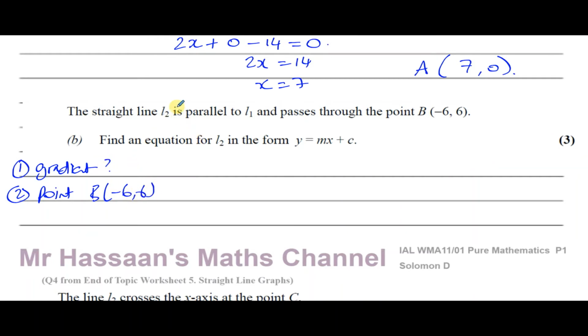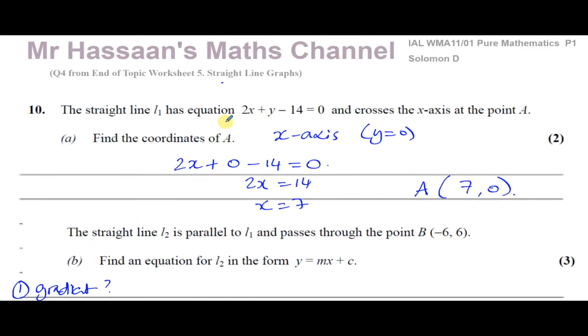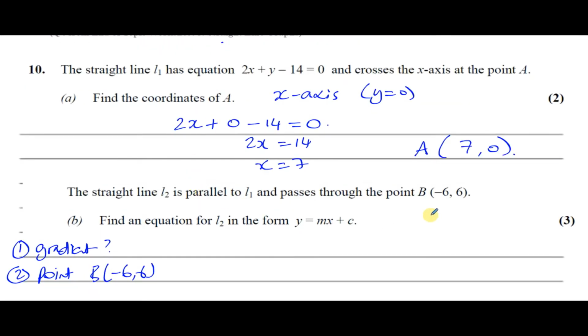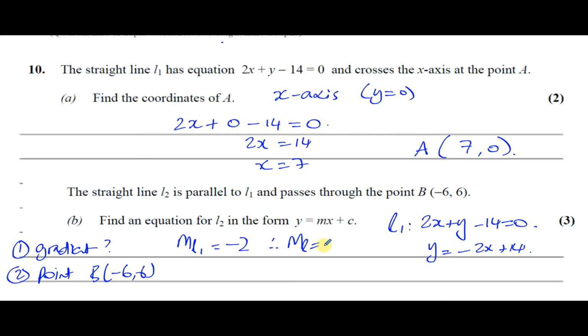Now, they told us line 2 is parallel to line 1. So if we look at the equation of line 1, it is 2x plus y minus 14 equals 0. If you rearrange it to make y the subject, you'll end up with y equals minus 2x plus 14. So we can say the gradient of line 1 is equal to minus 2, the coefficient of x. Therefore, line 2 is parallel, so it has the same gradient. So the gradient of line 2 is minus 2, and it goes through the point minus 6, 6.